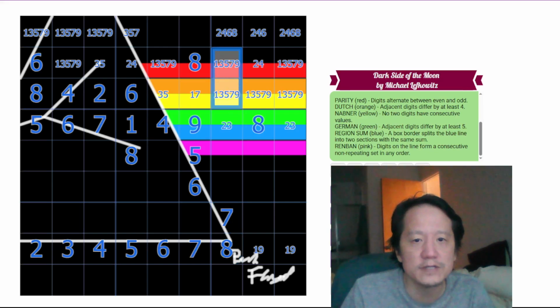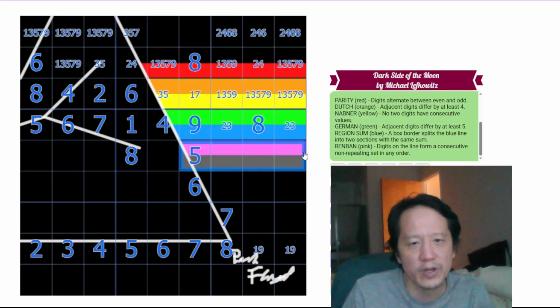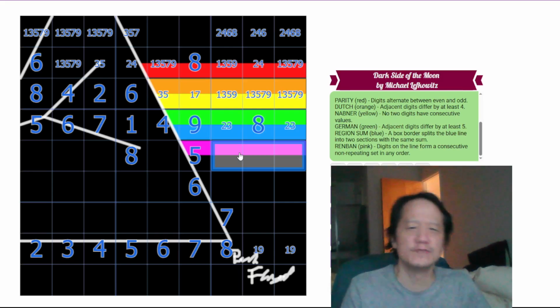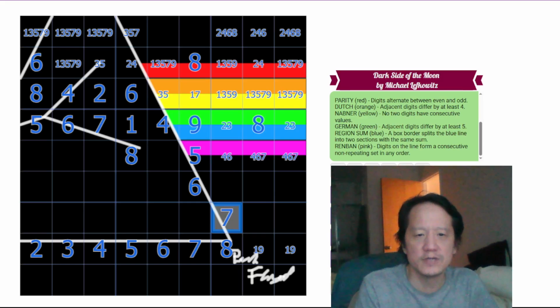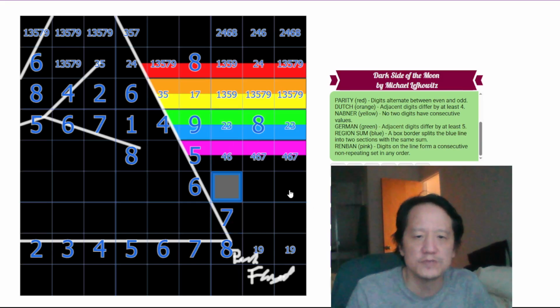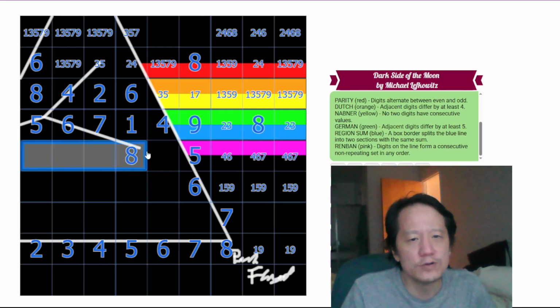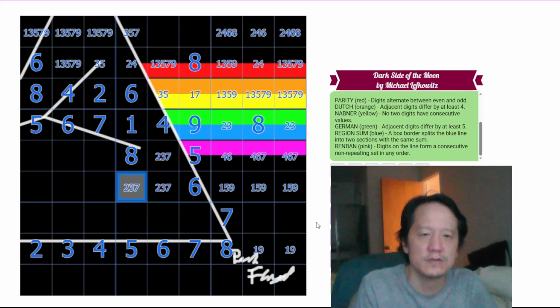This 7 eliminates 7 here. This is a Renban, and it cannot have 2 and 3. And it can't have 8. So it must be 4, 5, 6, and 7. So this is 4, 6, 7. This can't be 7 because of the 7 in the column. That leaves this as 1, 5, and 9. Okay. The rest of box 5 is 2, 3, and 7.